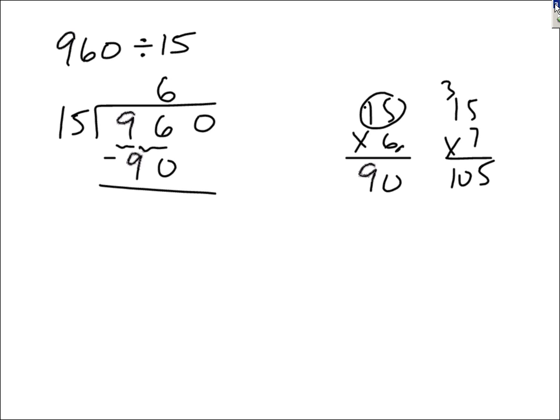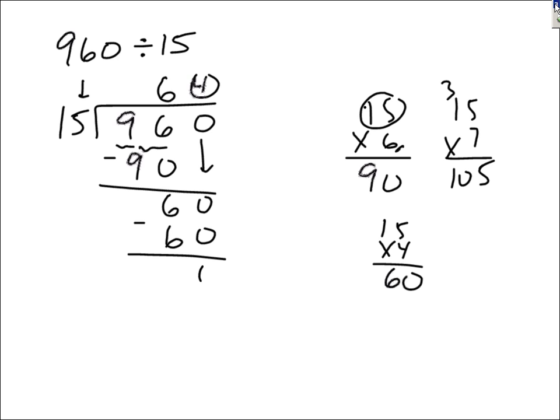You do your subtraction, you bring down the next digit. 15 times 4 is exactly 60. That's why 4 goes here. 4 times 15 is 60. Subtract, you get 0. And you're done. Not only because you got 0, but there's no other number.